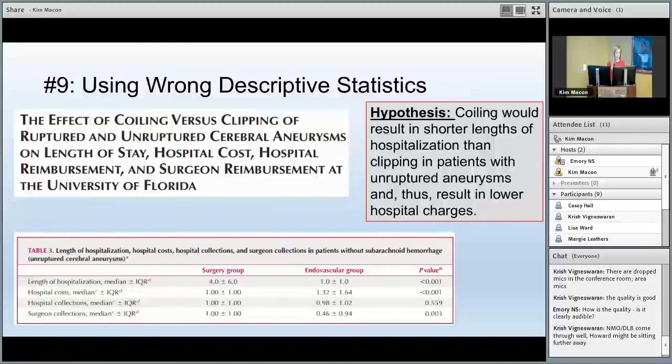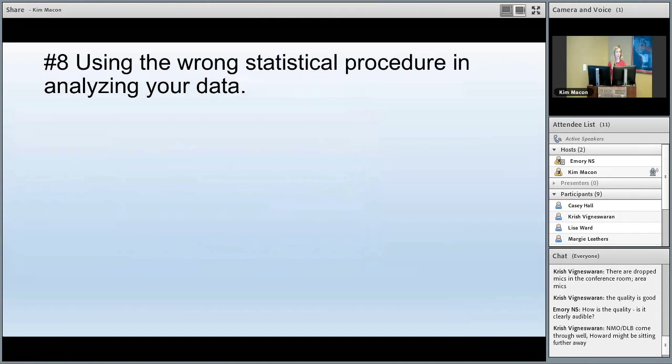But then there's another paper that looked at the effect of coiling versus clipping of ruptured and unruptured aneurysms on length of stay, cost, and a bunch of other stuff. They hypothesized that coiling would result in shorter lengths of hospitalization compared to clipping in patients with unruptured aneurysms. So you may think, oh, look, they presented mean and standard deviation. No, you have to pay attention. They actually presented the median and the interquartile range, which would be the correct measures of central tendency when you have skewed data.